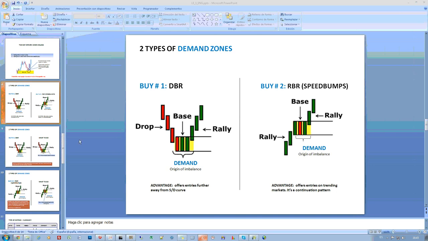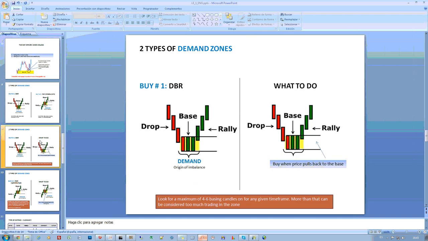So we have these two types of levels. Then what do we do with them? When price drops, basis and rallies, what we have to do is to buy when price pulls back the first time into the basing area. We know how to draw our levels. In the last video, I showed you many examples of how to draw the levels, so you should know by now where the entry should be.